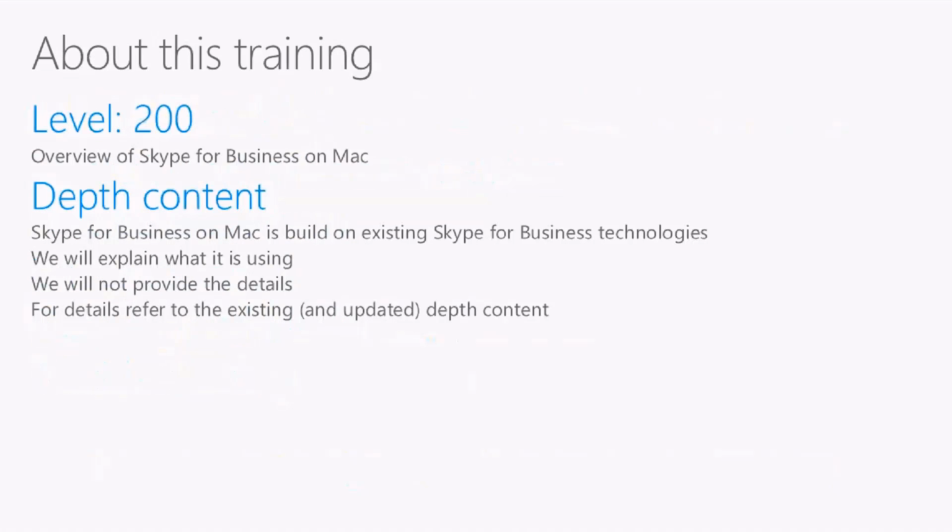So first, about this training. It's a level 200 training. It's an overview of the Skype for Business on Mac client. So this is not a very deep technical 300, 400 level session where we're going to dive into logs and look for specific issues that we're seeing. We have some other trainings that go deeper into log analysis and things like edge media negotiation. So we're going to focus specifically on the client itself.